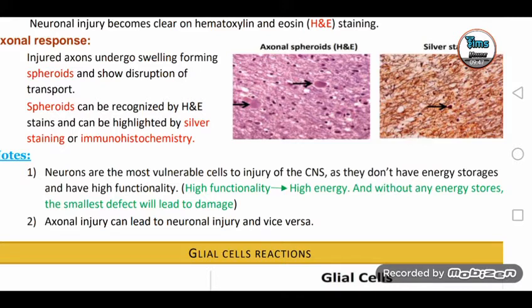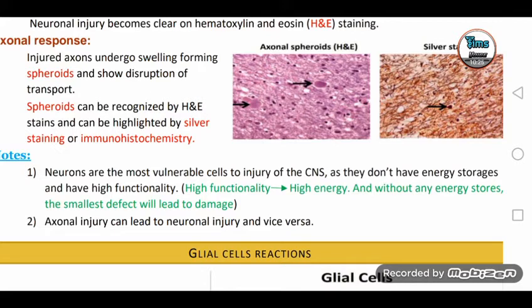So whenever any neuron is injured, there are no energy stores to start the process of regeneration or to fix the neuron. There is not enough energy for the neuron to live. And just imagine if the powerhouse of the cell, the mitochondria itself, was damaged or injured. There are no stores, so the neuron will immediately die. That's why the neurons are the most vulnerable cells to injury.